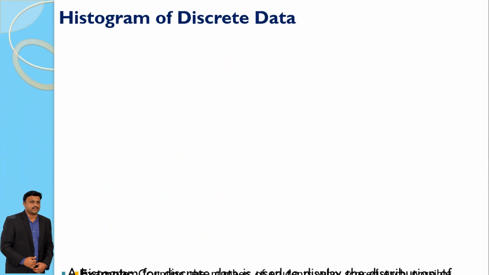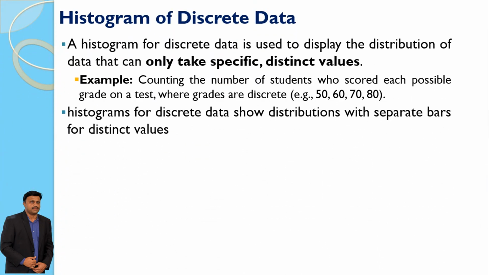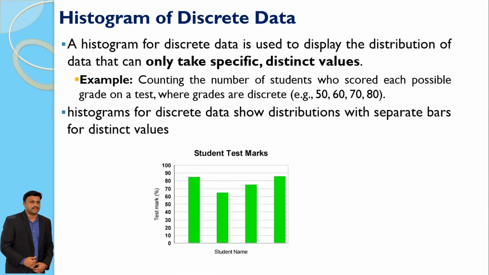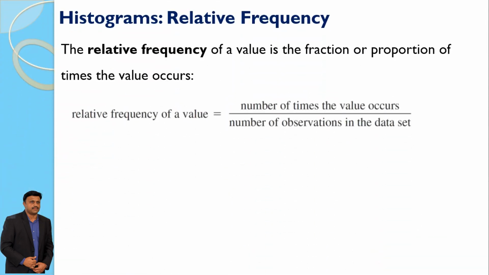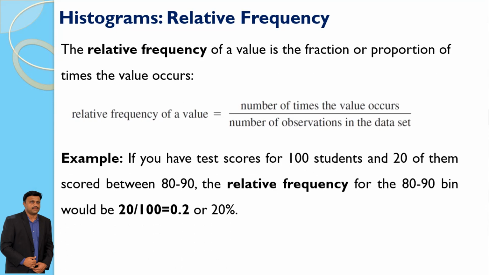Histograms for discrete data show distributions with separate bars for distinct values, such as counting the number of students who scored specific grades. The relative frequency of a value is the fraction or proportion of times the value occurs. For example, if you have test scores for 100 students and 20 of them scored between 80-90, the relative frequency for the 80-90 bin would be 20/100ths or 20%.